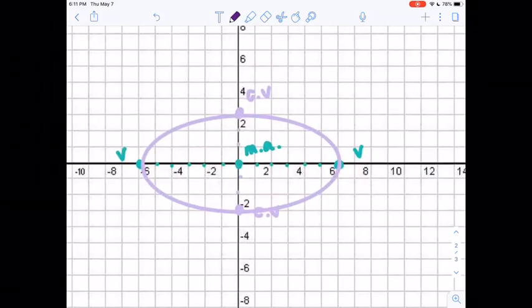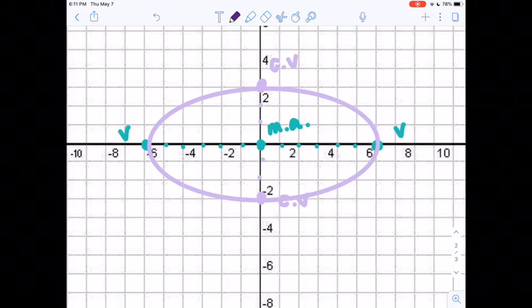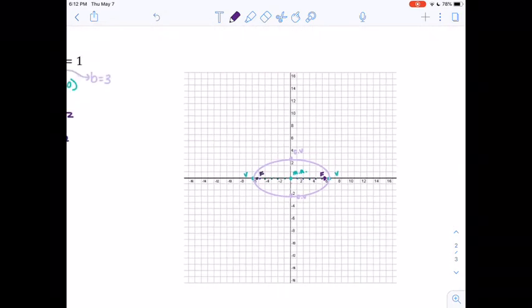So again, the foci go on the major axis, so the longer axis, the longer distance between two of your vertices, that's your major axis. So I'm going to be counting on the x-axis, so I have to count a little over 5. So 1, 2, 3, 4, 5. So somewhere over here is a focus point, and then 1, 2, 3, 4, 5, and then a little over here is another focus point.